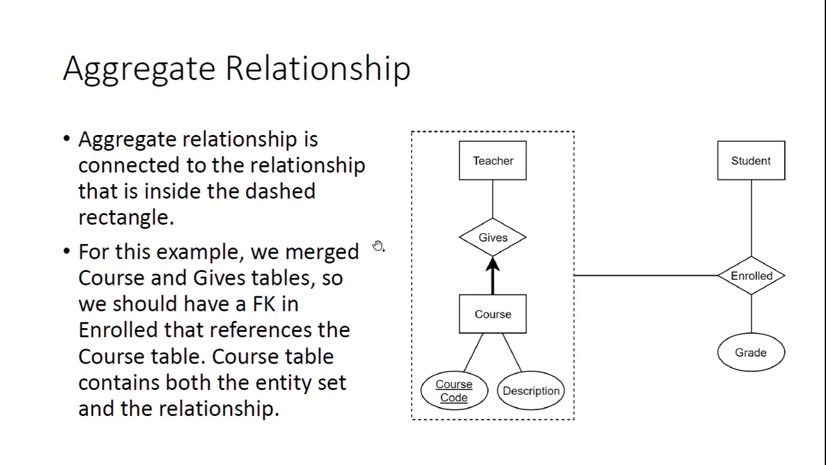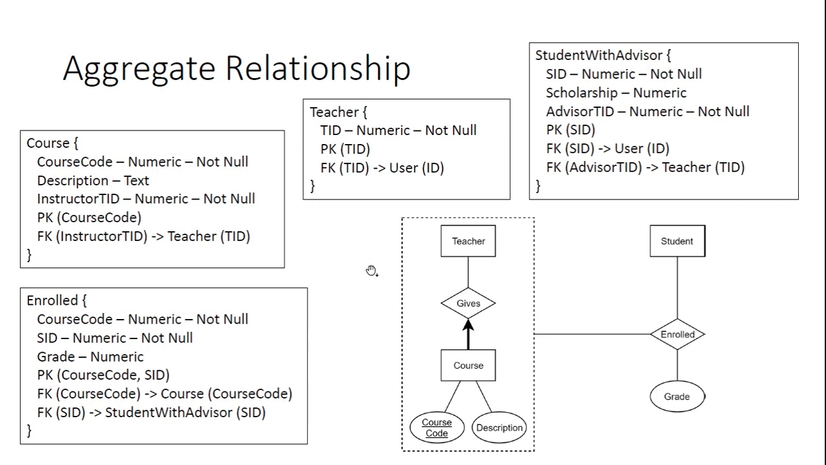And for an aggregate relationship, if we want to connect enrolled to the relationship, what we want is to connect enrolled to the course table. So because of that, when we write our tables for the enrolled table, we need two foreign keys, one foreign key to find the student, one foreign key to find the entry in the gives relationship. But actually the gives relationship is contained in the course table. Because of that, enrolled is going to refer to the course table. So we keep course code and SID in the enrolled table. Additionally, we have the grade attribute here.